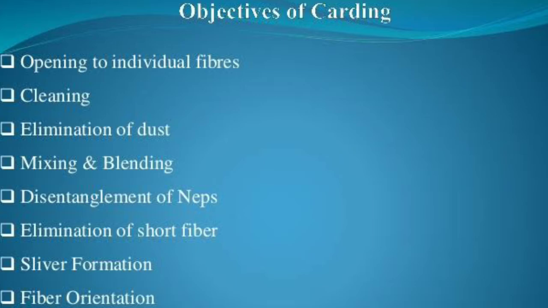Number 3 is the sliver formation. Sliver means in the carding machine the fibers are fed in a lap form from where finally we get the output as a sliver. Number 4 is the removal of impurities. In carding section all the impurities are removed with the help of the cylinder and flat in the carding machine, and the Tekkarin roller is also there.